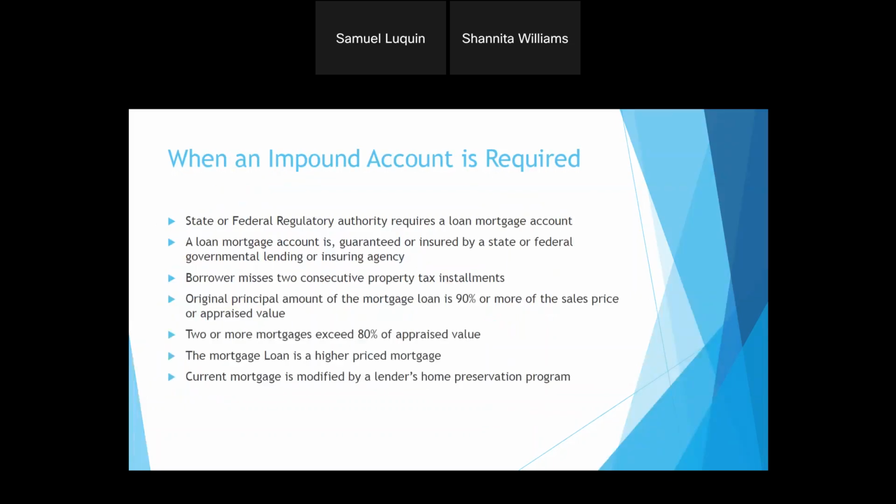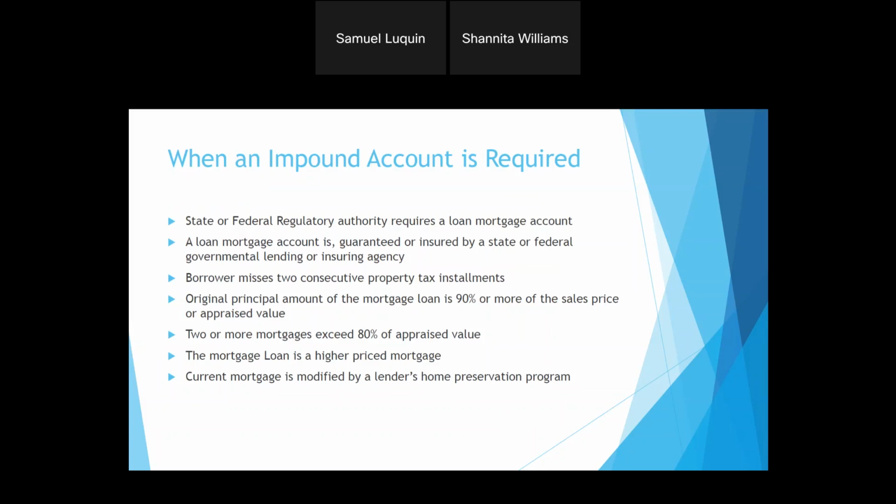So the next thing I want to talk about is, when is an impound account actually required? An impound account would be required if a state or federal regulatory authority requires that the mortgage loan has an impound. An impound account is also required when that loan is guaranteed or insured by a state or federal government agency. These agencies can include the VA, Veterans Affairs, a government-sponsored enterprise like Freddie Mac, or another FHA-related loan.